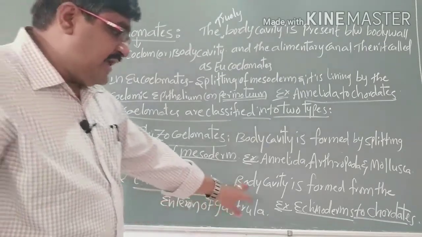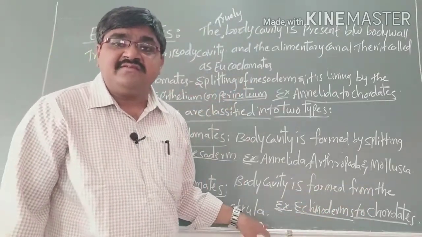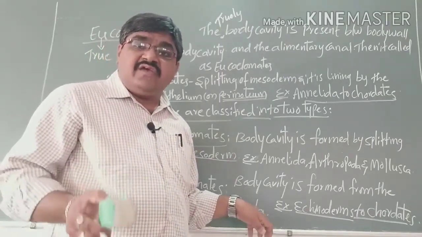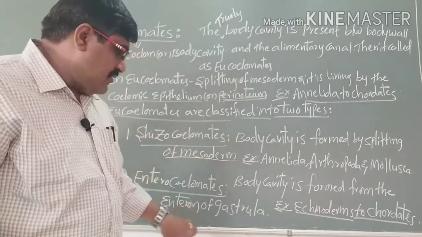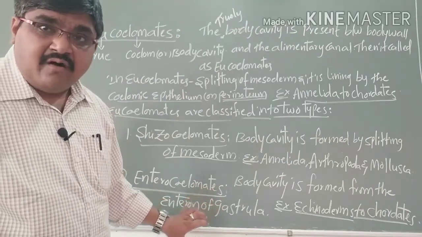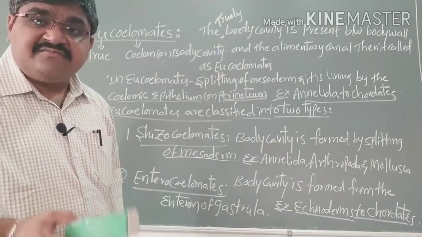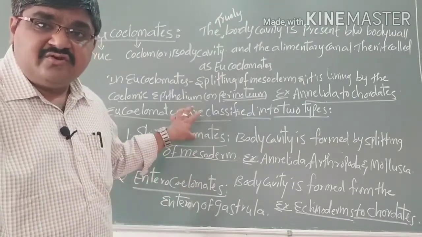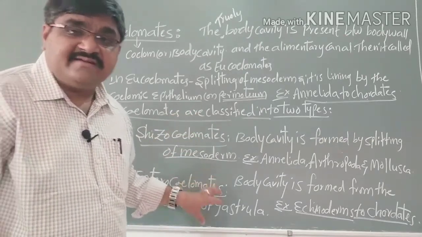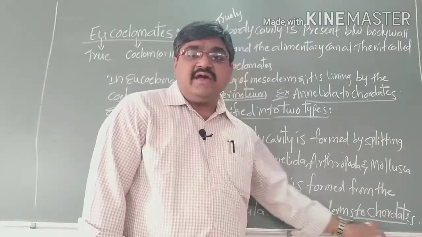Next, enterocoelomates. Here enteron means cavity, that is the intestine. So here the body cavity is formed from the enteron of the gastrula. That means if it is produced from the enteron of the gastrula, then we can call that enterocoelomates. It is also a type of eucoelomates. That means eucoelomates are classified into two types: one is isocoelomates and the second is enterocoelomates. Examples of enterocoelomates are Echinodermata to the chordates.